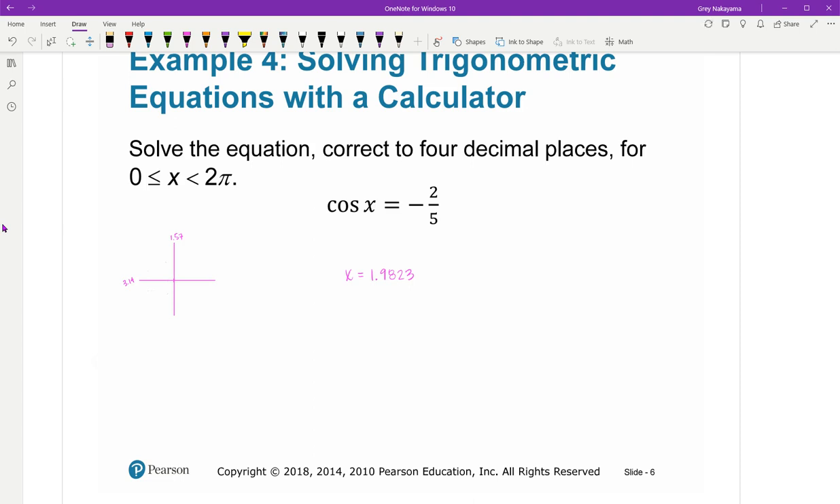Okay, so my first angle, cosine is negative in the second and the third quadrant. So the first one is from the origin, from our positive x-axis to there. That's my 1.9823. But now I have to figure out how to name this one to here. So 3.14 minus 1.9823 is that angle right there. And this angle is the same. So all I have to do is add these two together, and I will get my other angle of 4.3009.